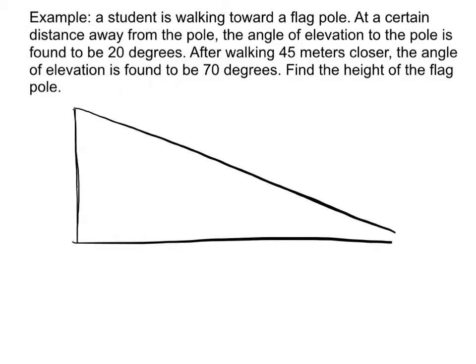So the idea is at some point way over here, they find it's a 20-degree angle looking up to the top of the flagpole. Then, after they walk 45 meters closer, the angle of elevation is found to be 70 degrees. So, they started out here. Now they're over here, 45 meters closer. And now, we'll deal with it. Now this angle of elevation is 70 degrees. And the question is, what is the height of the flagpole? That's the variable that we need to find. And this is a right angle here, of course. So that's the setup for the problem.